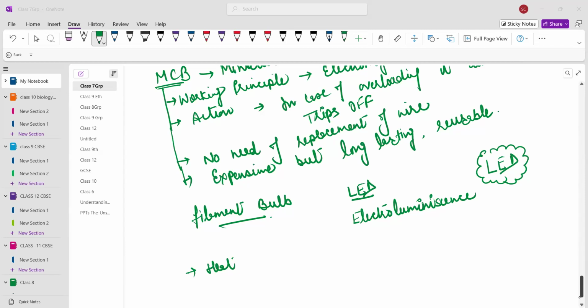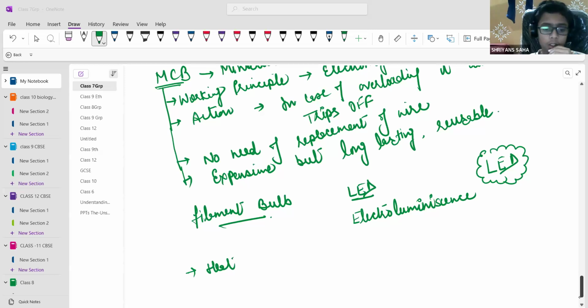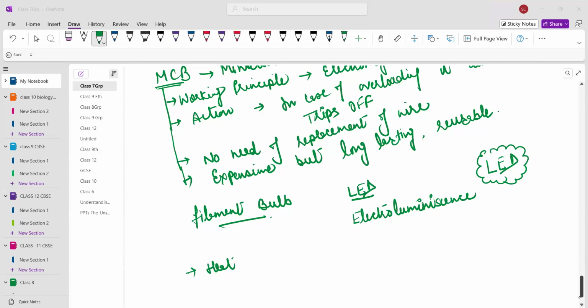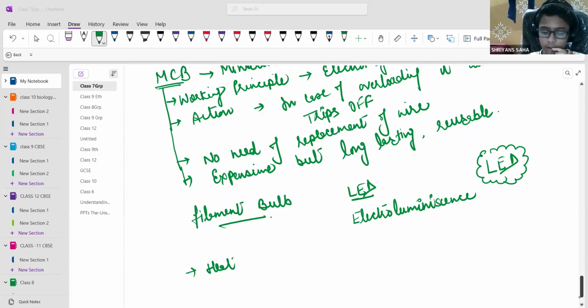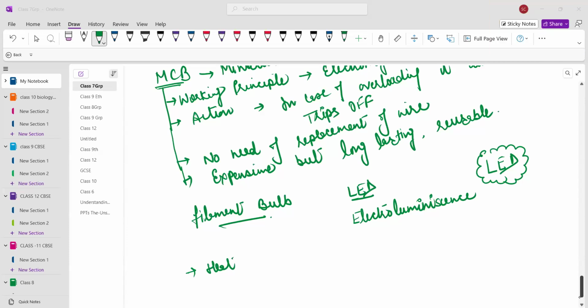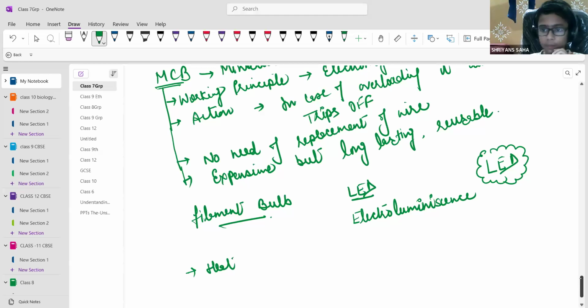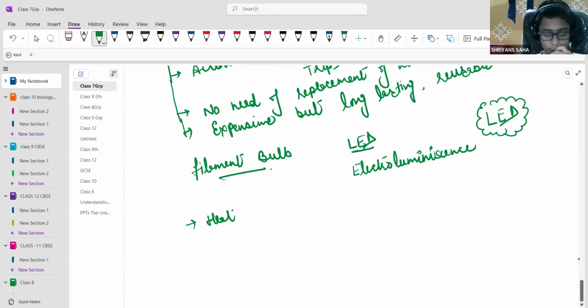So if there is any question in your exam, you can quote any 2, 3, 4 differences. Which points? The difference between filament bulb and LED. Therefore, first point is the working principle.